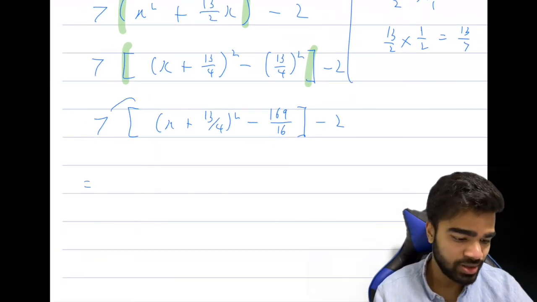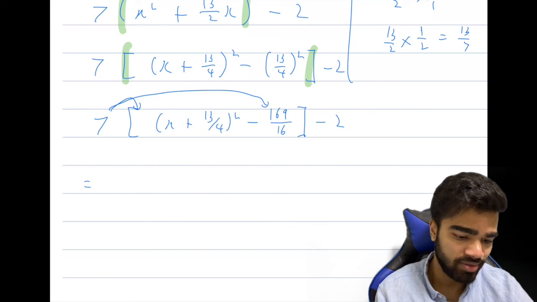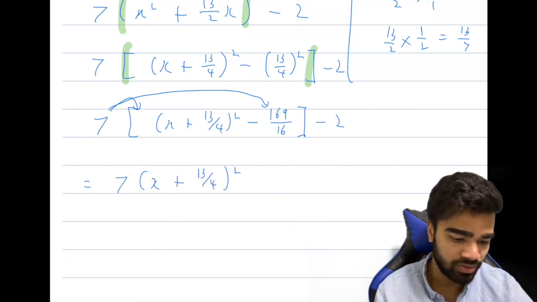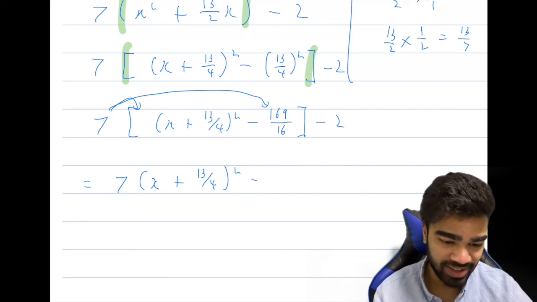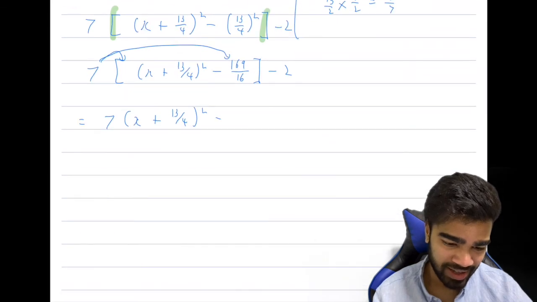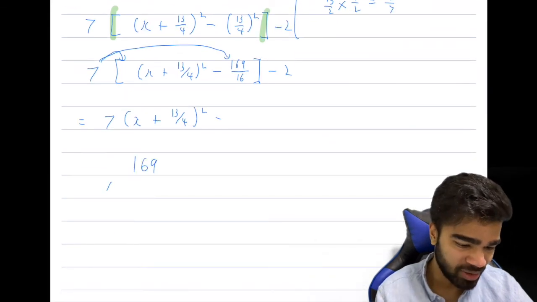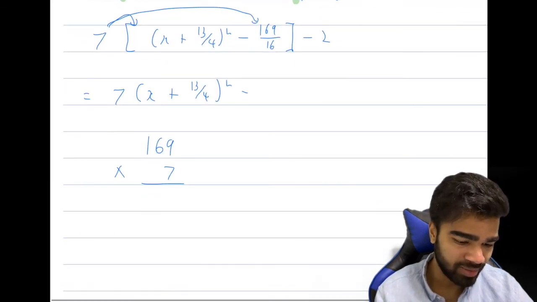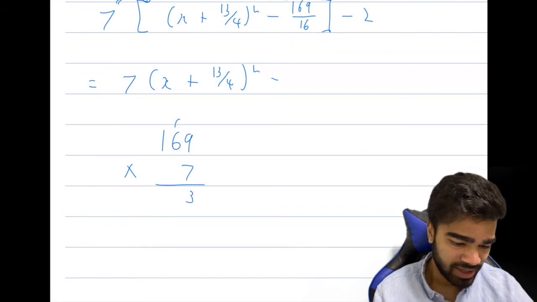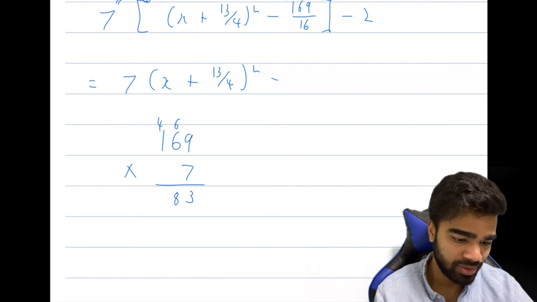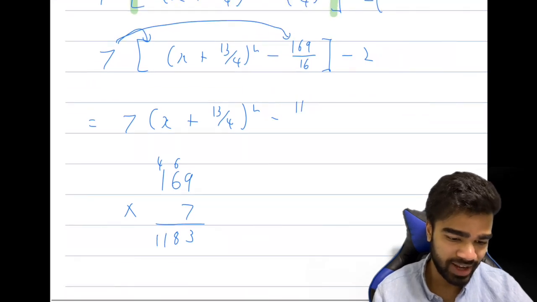Alright. So now we need to expand the brackets. Get rid of the square brackets. So you have 7 times x plus 13 on 4 whole thing squared, minus 7 times 169. Well, even I can't do that in my head. So we have to do it the old-fashioned way, long multiplication. 9 times 7 is 63, 6 times 7 is 42, 8, 4, 7, 11, 1183.